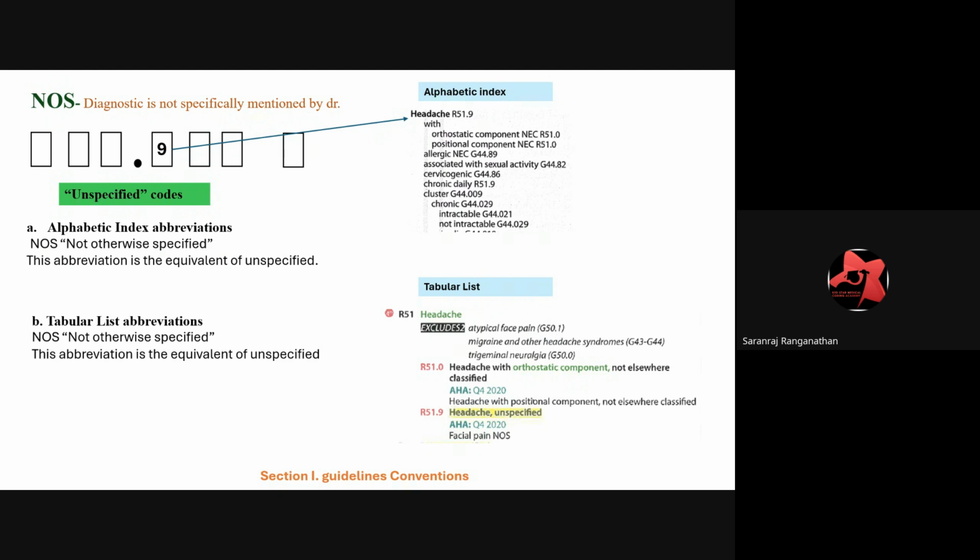Here also you see, the doctor is not specifically telling what type of headache. I'm going to use the unspecified headache. But what is the description of that unspecified headache? It is available in the tabular list. Can you see here, same M51.9, it says facial pain, NOS, which means not otherwise specified by the physician. So even though it is not specified in the index, when you come to the tabular list, you can see the other terms given for that headache. That is a major difference between the alphabetic index and the tabular list for the NOS.